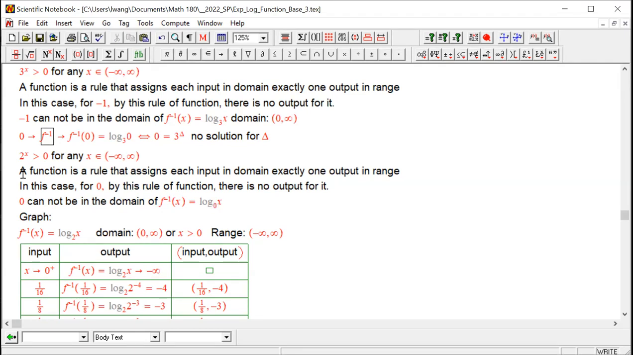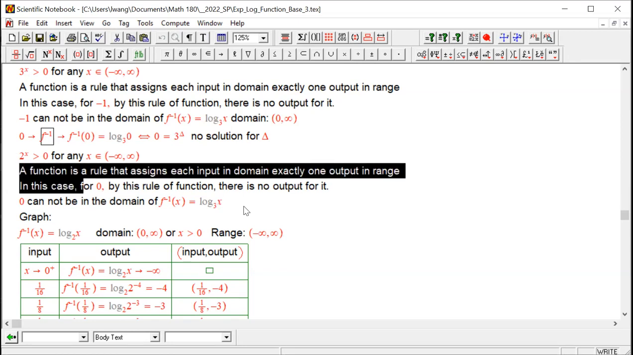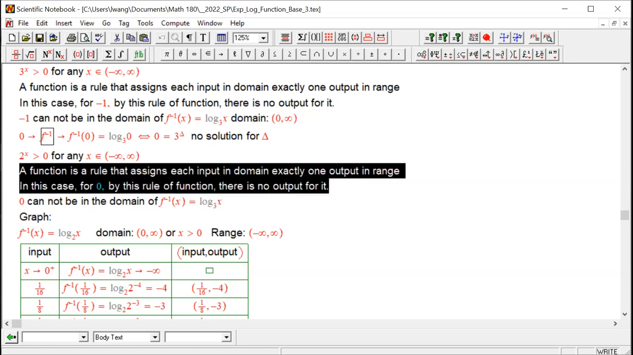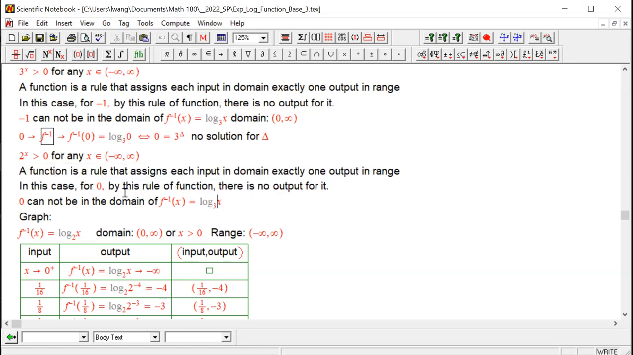So this paragraph is a narrative similar to what we did for base two. For zero, there's no output, because three to the power of any number is always positive. It can never be zero. There's no solution. So no negative number and no zero. Zero cannot be. So in the end, to summarize, the domain for log base 3 x is going to be positive.